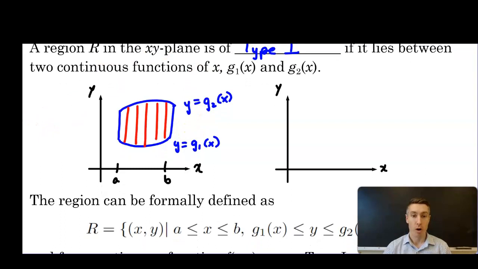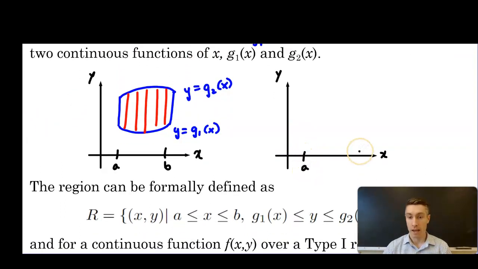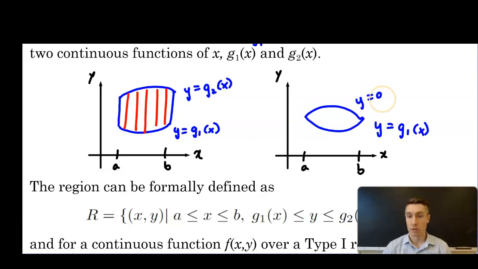Another example of a type 1 region, a to b still. So now let's draw it so that those functions intersect. So y equals g sub 1 of x and y equals g sub 2 of x. So now they intersect conveniently at a and b, but the same thing happens if we draw vertical lines through the region. We always start at the bottom on g sub 1 of x and end up top at g sub 2 of x. Okay, two different functions in terms of x.